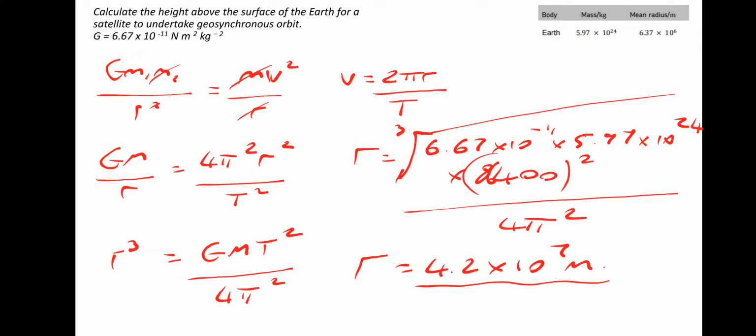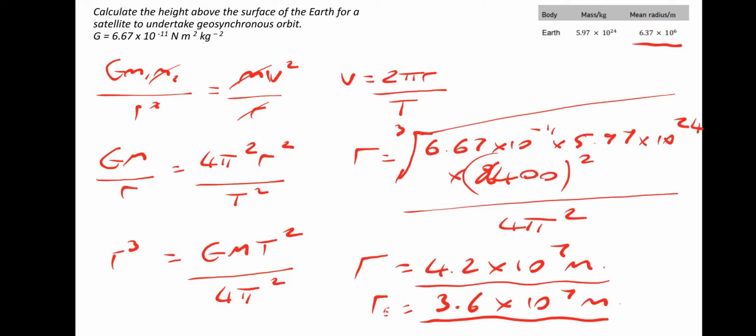So to get the height above the surface of the Earth, we need to take that value and subtract the radius of the Earth. So 4.2 times 10 to the 7 and subtract the 6.37 times 10 to the 6. So that gives us a height above the Earth of 3.6 times 10 to the 7 meters. So that's our final answer.